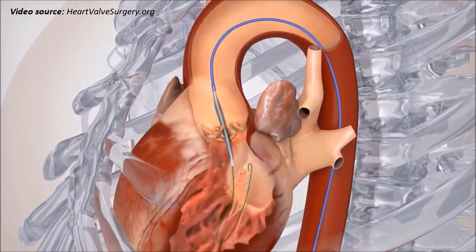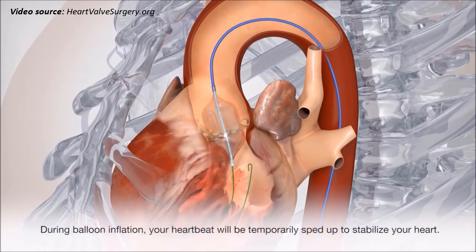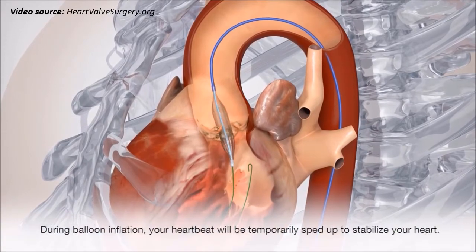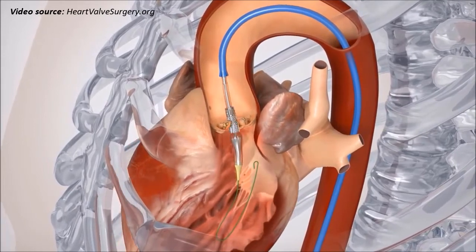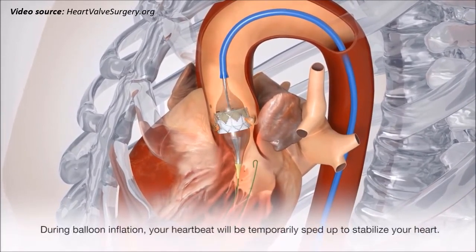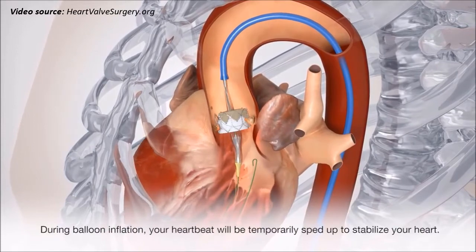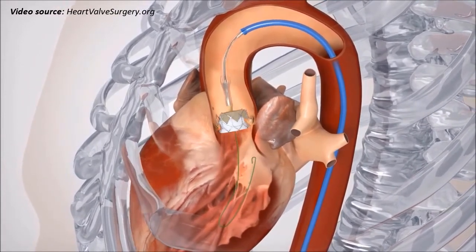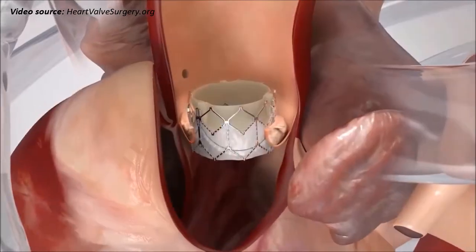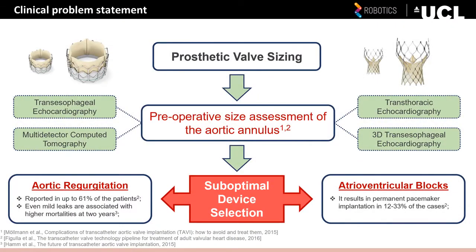First, the native valve is dilated using a balloon catheter, which is called valvuloplasty. Then a bioprosthetic valve is inserted through a catheter and implanted within the diseased native valve. And the third step is that the correct positioning of the device is assessed. Currently, the prosthetic device selection is essentially based on preoperative size assessment of the aortic annulus through different imaging techniques.